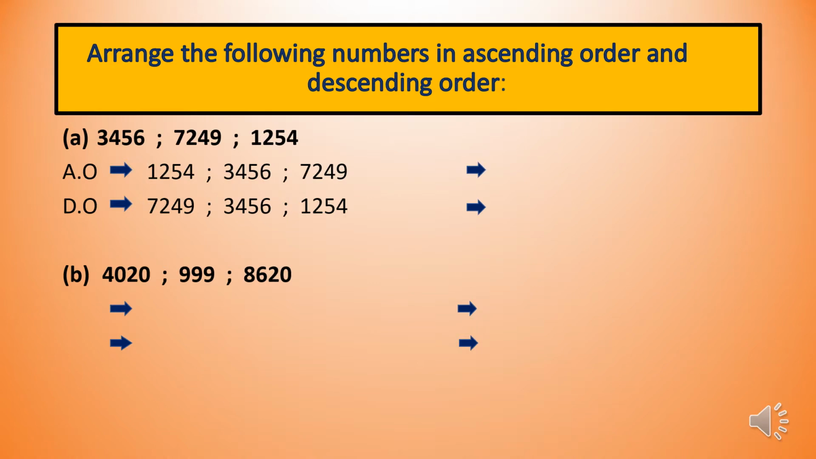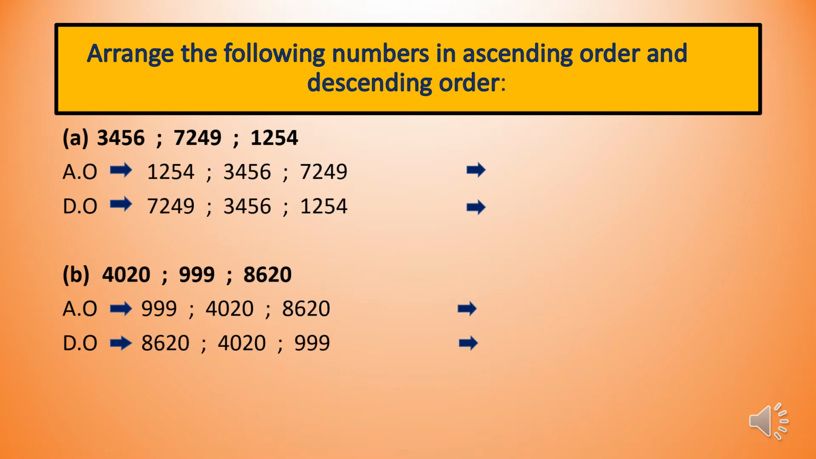The second example is 4020, 999, 8620. If you check the numbers here, there are two 4-digit numbers and one 3-digit number. So a 3-digit number is always smaller than a 4-digit number. So we have here the ascending order as 999, 4020 and the last 8620. And the descending order goes as 8620, 4020 and 999.